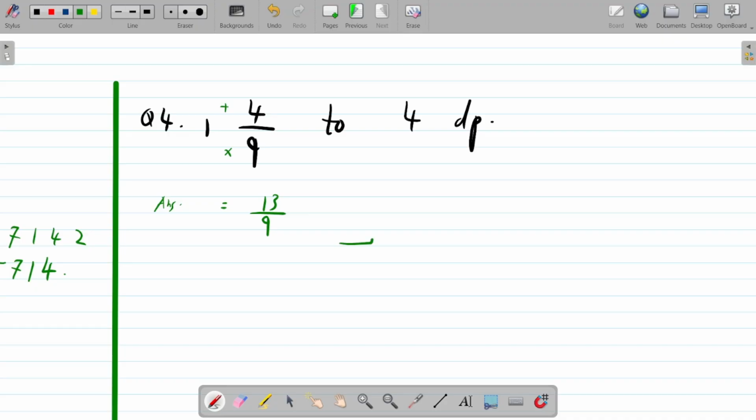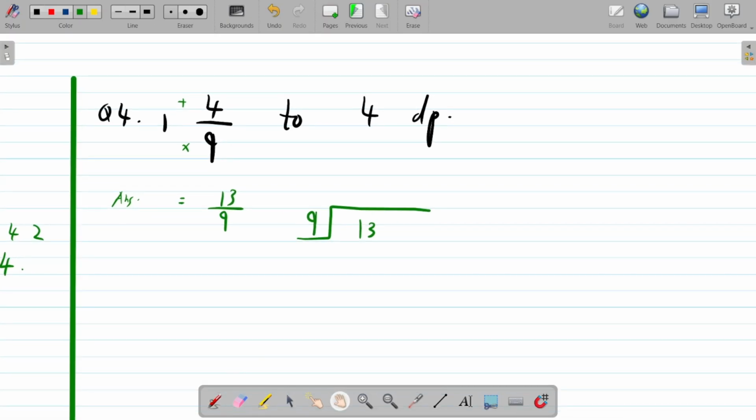Okay, so then we write it down as a division box, 13 inside, 9 outside. Now what do we multiply with 9? 1, correct. We get 9. Subtract that, we're left with 4. Now what do we do?